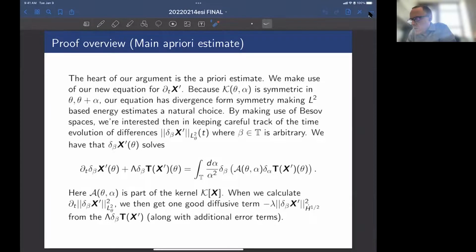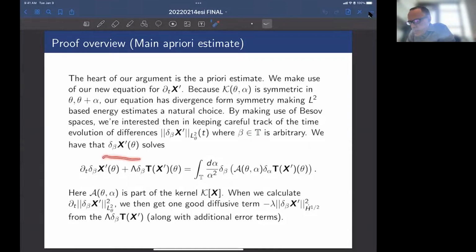Okay, so the heart of our argument is an a priori estimate as usual, and we make use of our new equation for the derivative of x, for x prime. Because the kernel K is symmetric in theta and theta plus alpha, our equation has divergence form symmetry, making L2 based energy estimates a natural first choice. By making use of Besov spaces, we're interested in keeping careful track of the time evolution of differences of the form the L2 norm of delta beta of x prime, where beta in the torus is arbitrary.